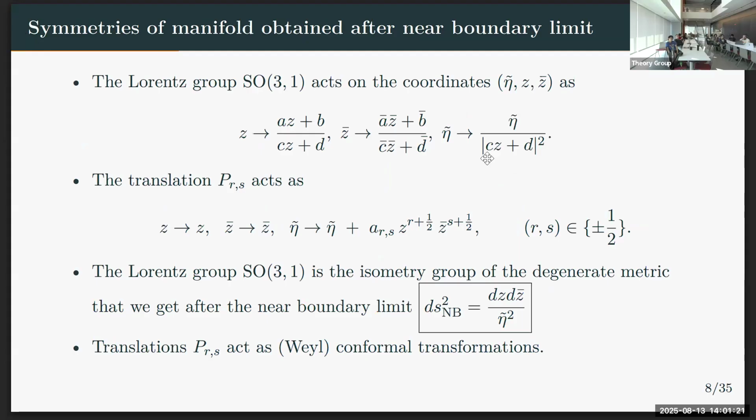Right. So now, what I want to show is that if you take the near boundary limit, your space is parameterized by coordinates eta tilde, z, and z bar. So you are still on some three-dimensional space, but now your eta is replaced by eta tilde, z, and z bar. So how does this Lorentz group SO(3,1) act on these coordinates?